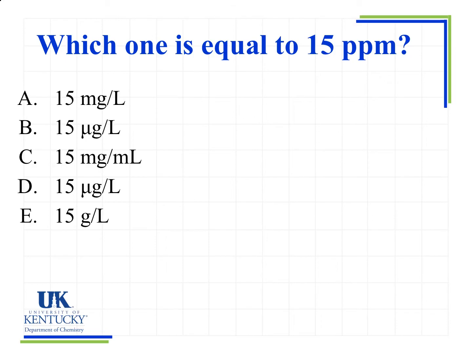So here's a question: which one is equal to 15 ppm? Pause here, think about that for just a second. So we see our answer is actually A. Anytime we see ppm, we can rewrite that as milligrams per liter. Remember this, micrograms per liter will be equivalent to ppb.